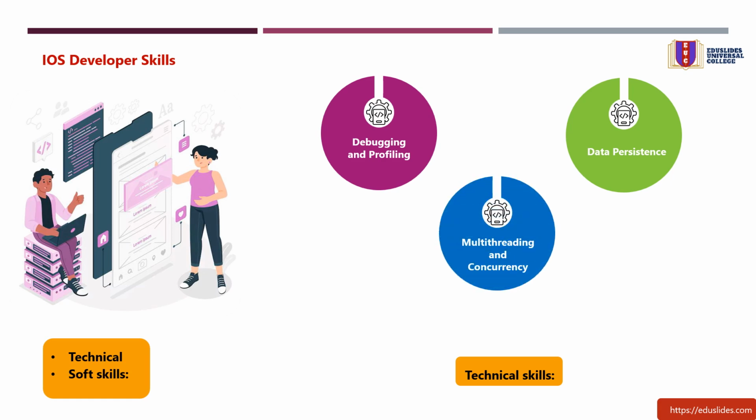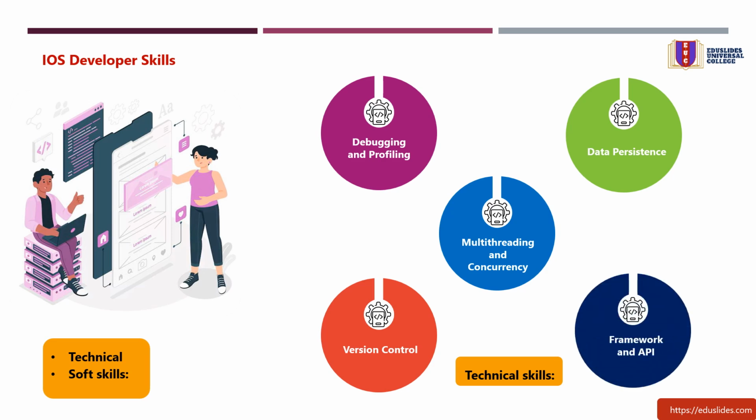8. Multithreading and concurrency. Ability to manage concurrent operations using Grand Central Dispatch (GCD) or operation queues. 9. Version control. Experience with version control systems, such as Git, for code collaboration and management. 10. Frameworks and APIs. Familiarity with key iOS frameworks and APIs, such as UIKit, Core Data, Core Location, etc.